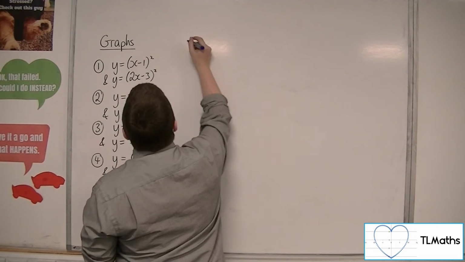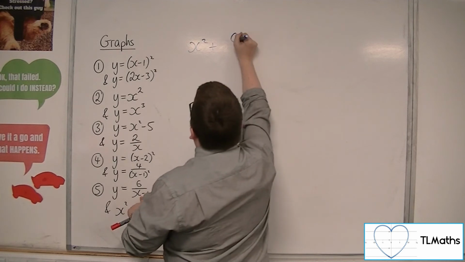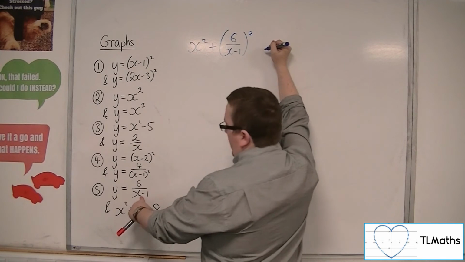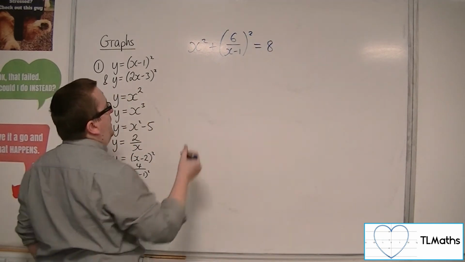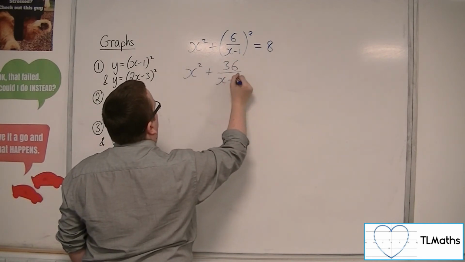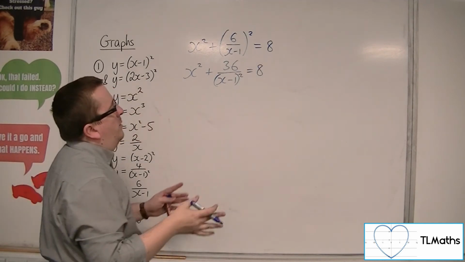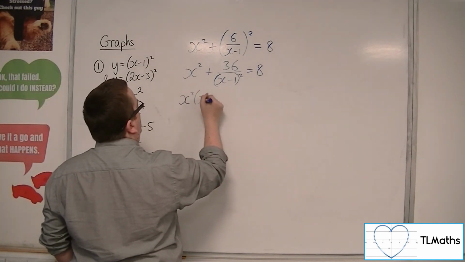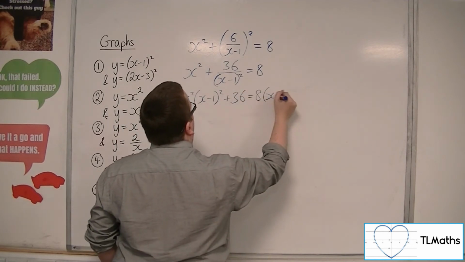So we'd have x squared plus y squared. Now y is given by 6 over x minus 1, and I'm going to square it, and equals 8. So let's tidy this up. We've got x squared plus 36 over x minus 1 squared is equal to 8. So if I multiply everything by x minus 1 squared, I get x squared times x minus 1 squared plus 36 is equal to 8 lots of x minus 1 squared.